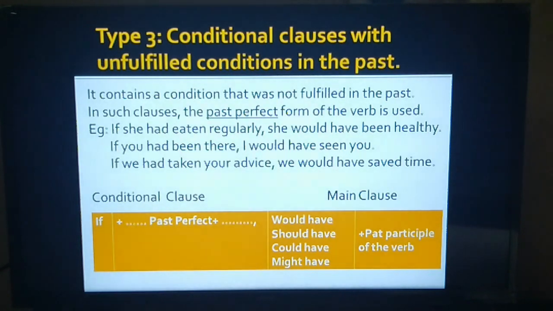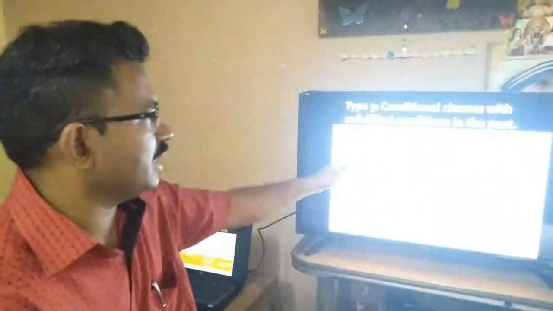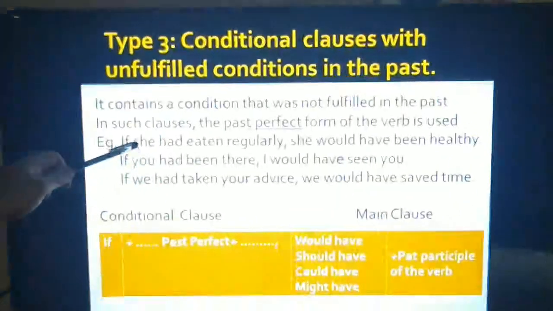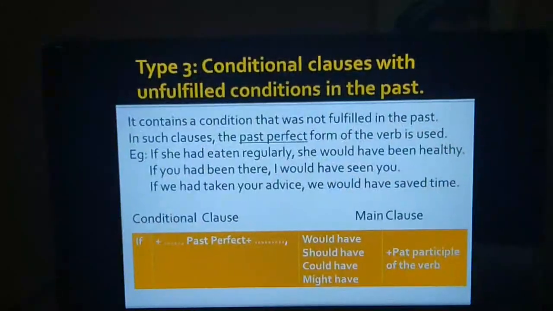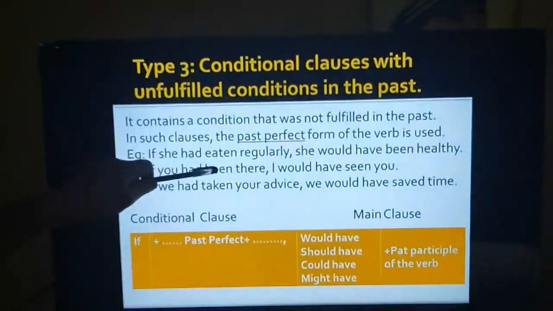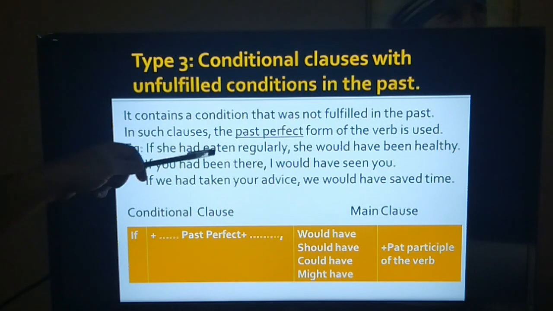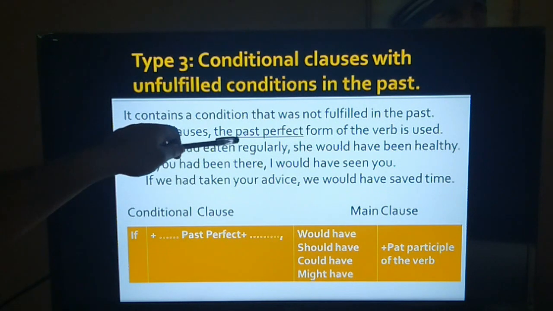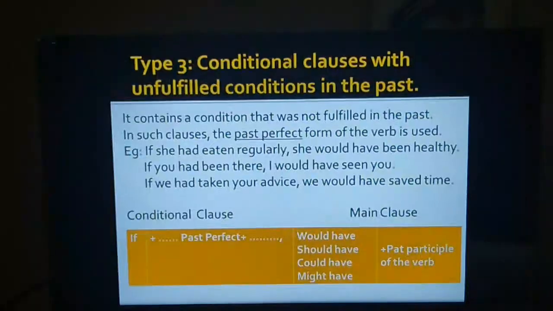So in this third condition, we are talking about a situation that was not fulfilled in the past. That is why we are using past perfect form here. If she had eaten regularly, not talking in the present tense, in the past perfect, so she would have been healthy. There is no possibility for this to take place again because it's already something that should have taken place in the past.